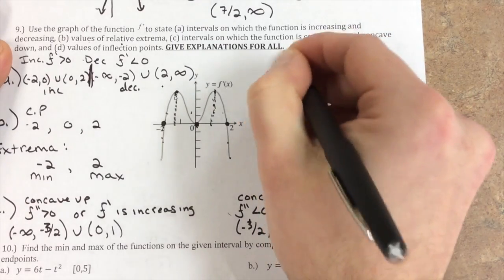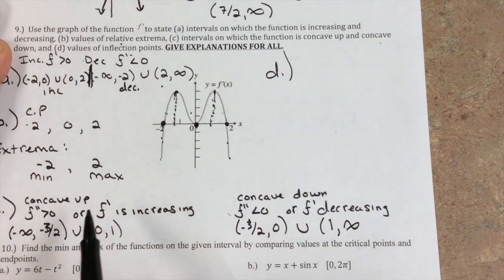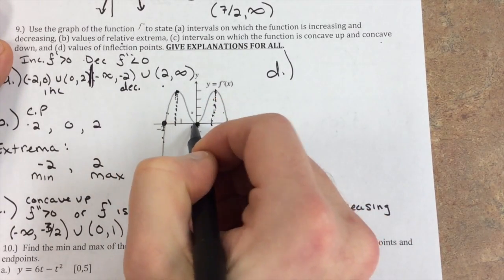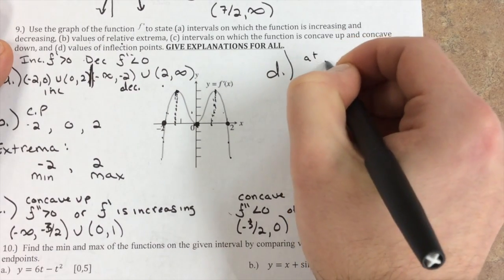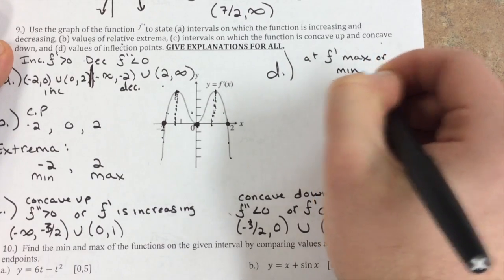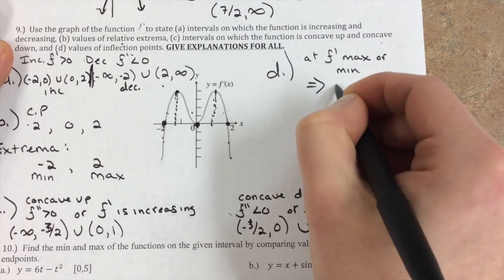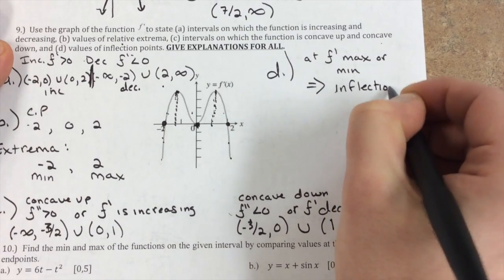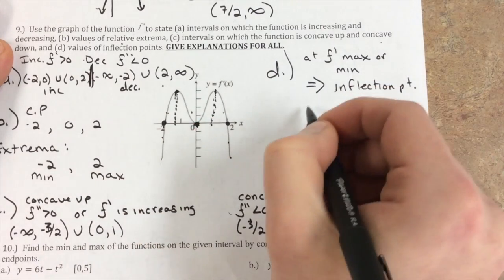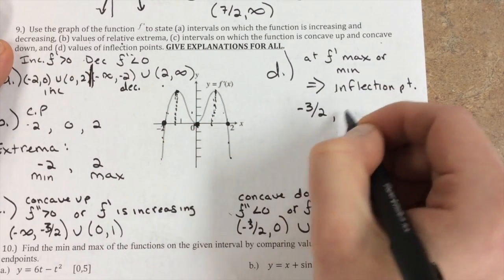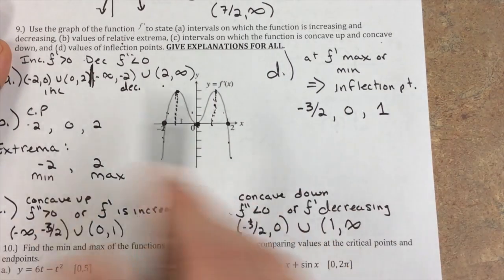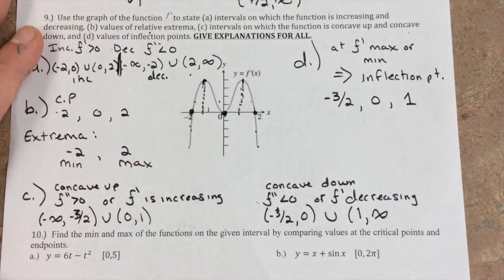So the last one, values of the inflection points. Where does it change direction? At the first derivative's max or mins. So we already found those. At negative 3/2, at 0, and at 1. That's everything for problem 9.